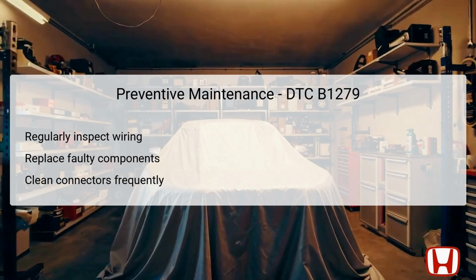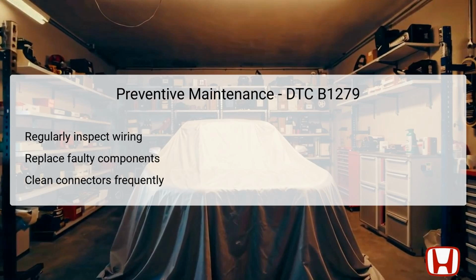Preventive maintenance is essential to avoid future occurrences of DTC B1279 and to maintain the integrity of the dimmer switch circuit. Regular inspections of the wiring around the dimmer switch and headlights should be conducted to identify any potential wear, fraying, or damage that could lead to electrical failures. Additionally, replacing any faulty components, such as switches and connectors, at the first sign of failure can minimize future issues.